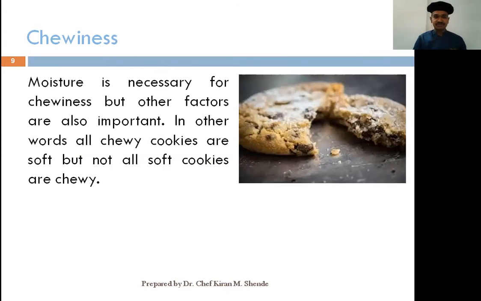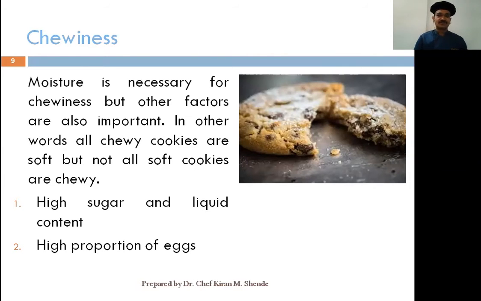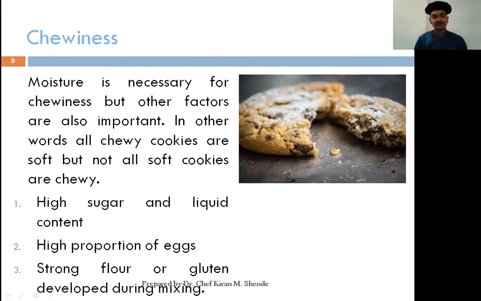How do you make a cookie chewy? Moisture is necessary for chewiness, but other factors are also important. In other words, all chewy cookies are soft, but not all soft cookies are chewy. It's a very important term to understand and remember. A few factors which influence it: high sugar and liquid content in the formula, if high proportions of eggs are used in the formula, if a strong flour or gluten is developed during the mixing process.